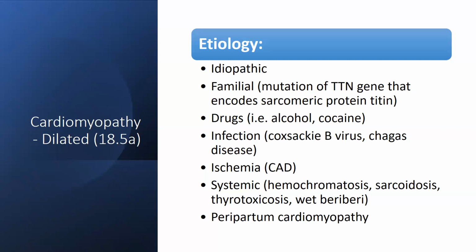If we look at dilated cardiomyopathy, it can be idiopathic. It can be related to a mutation of the TTN gene, which essentially encodes for the sarcomeric protein titin. This is a protein that kind of looks like a spring, and it allows sarcomeres to move forward and move back into their normal length or normal shape.